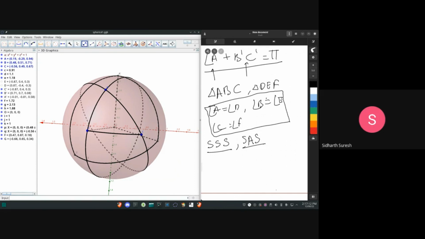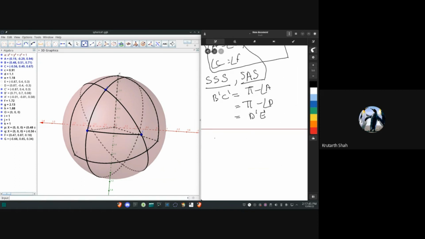They have congruent polar triangles. Yeah, exactly. So if you consider the polar triangles, you get that B'C' equals pi minus angle A, which is equal to pi minus angle D, which is equal to D'E', where A'B'C' is the polar triangle of ABC and D'E'F' is the polar triangle of DEF. So similarly, you get all sides are equal. So triangle A'B'C' is congruent to triangle D'E'F' by SSS, which we are assuming for now.